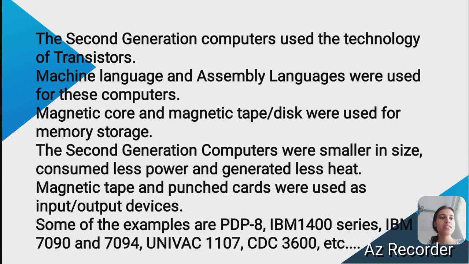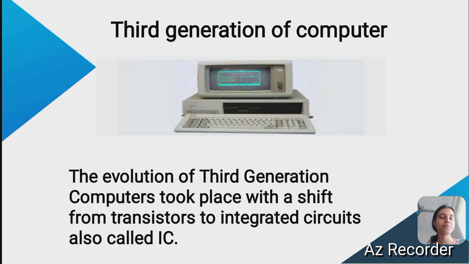The second generation computers were smaller in size, consumed less power, and generated less heat. Magnetic tape and punched cards were used as input or output devices. Some of the examples are PDP-8, IBM 1400 series, and IBM 7090 and 7094 series, UNIVAC 1107, CDC 3600, etc.